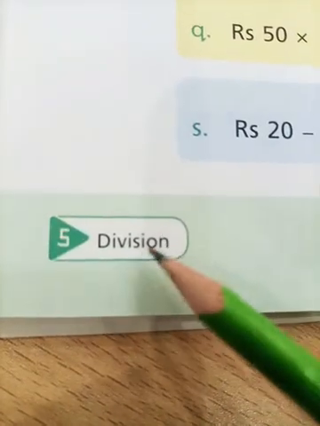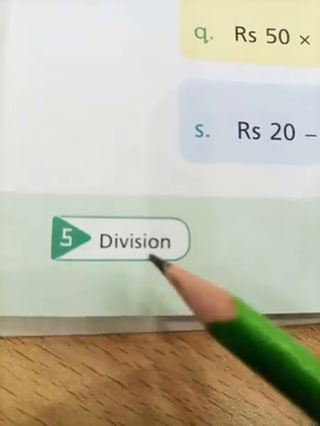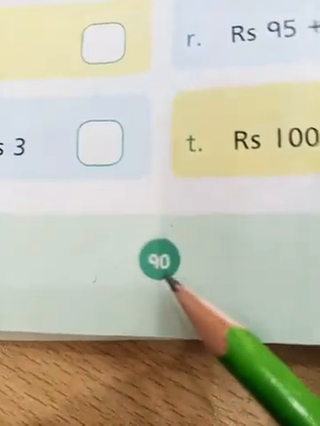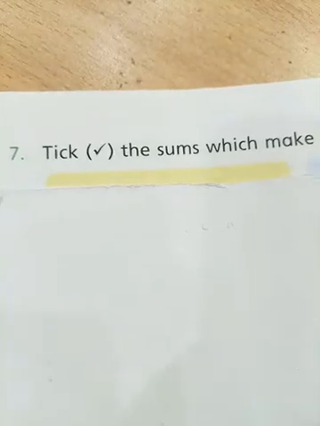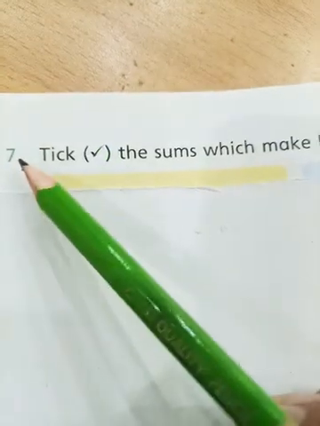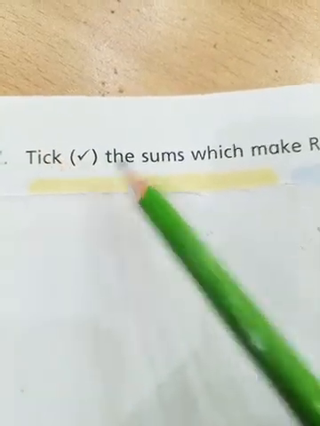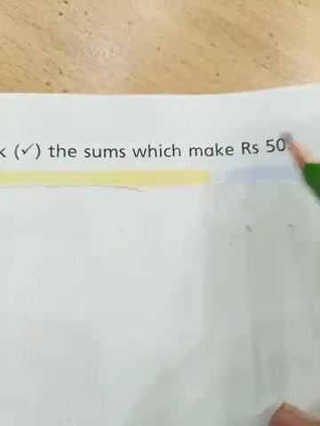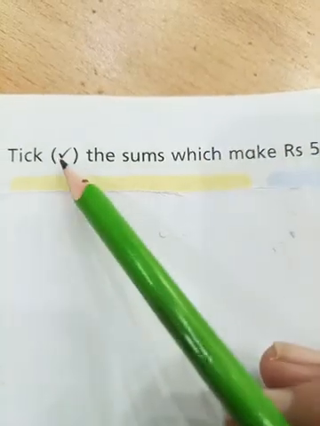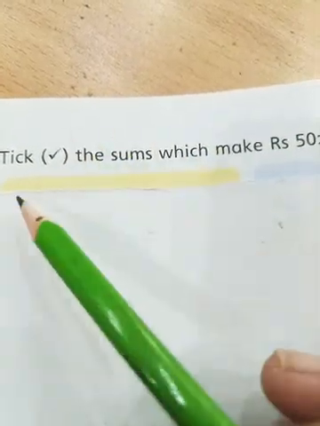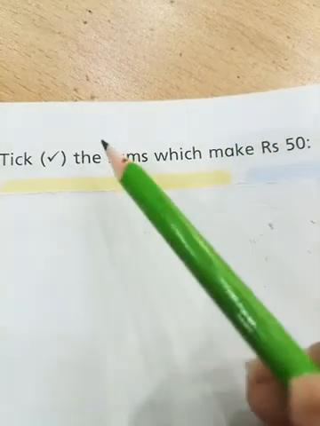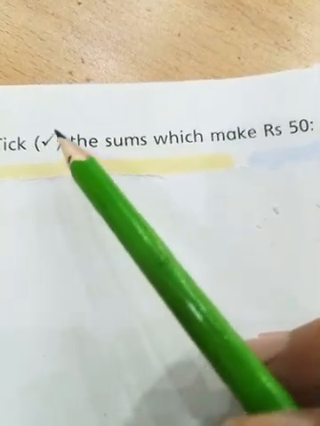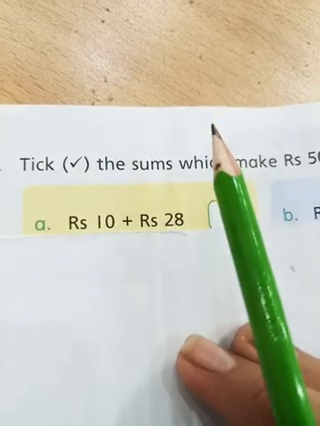Students, as we are going through the review of chapter number 5, that is division, and today we are going to learn page number 90. So students, open page number 90. And our today's topic is question number 7. Tick the sums which make rupees 50. So students, we are going to calculate the numbers, and if it is equal to rupees 50, then we will take it. Okay, let's start with our first question.